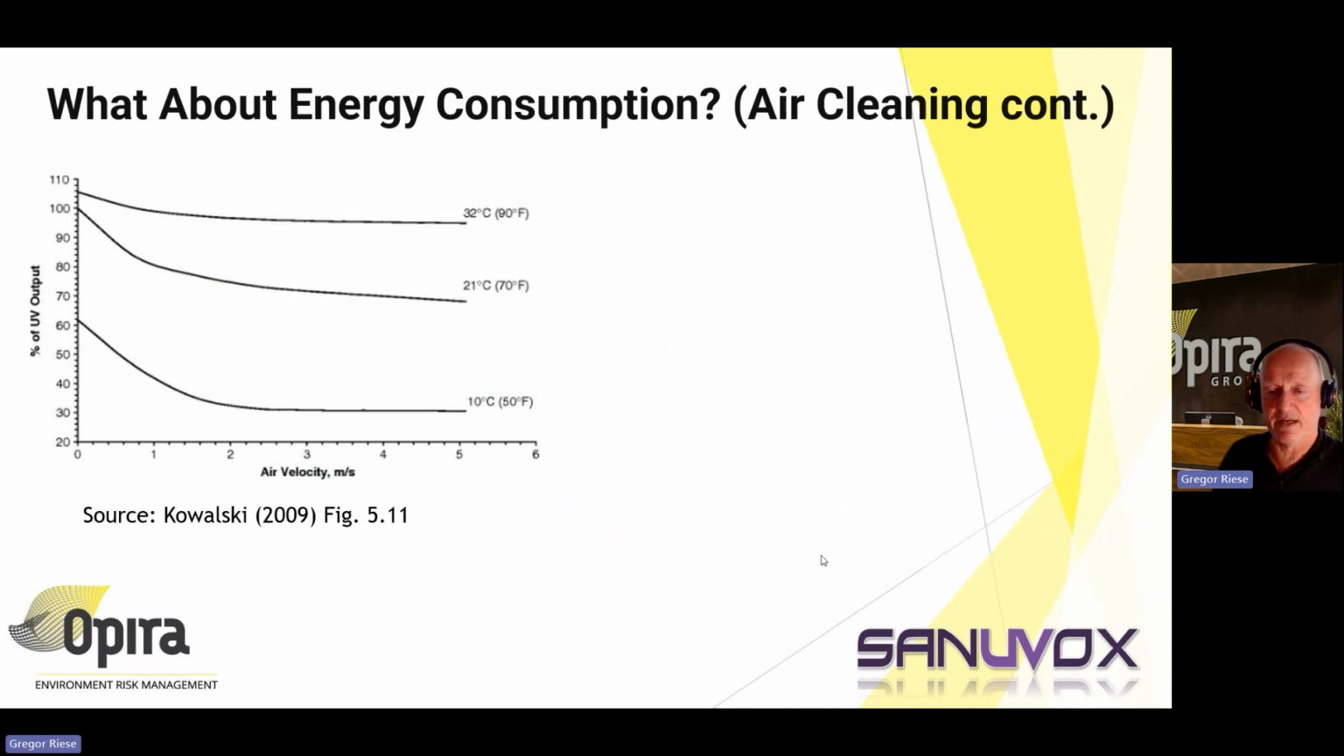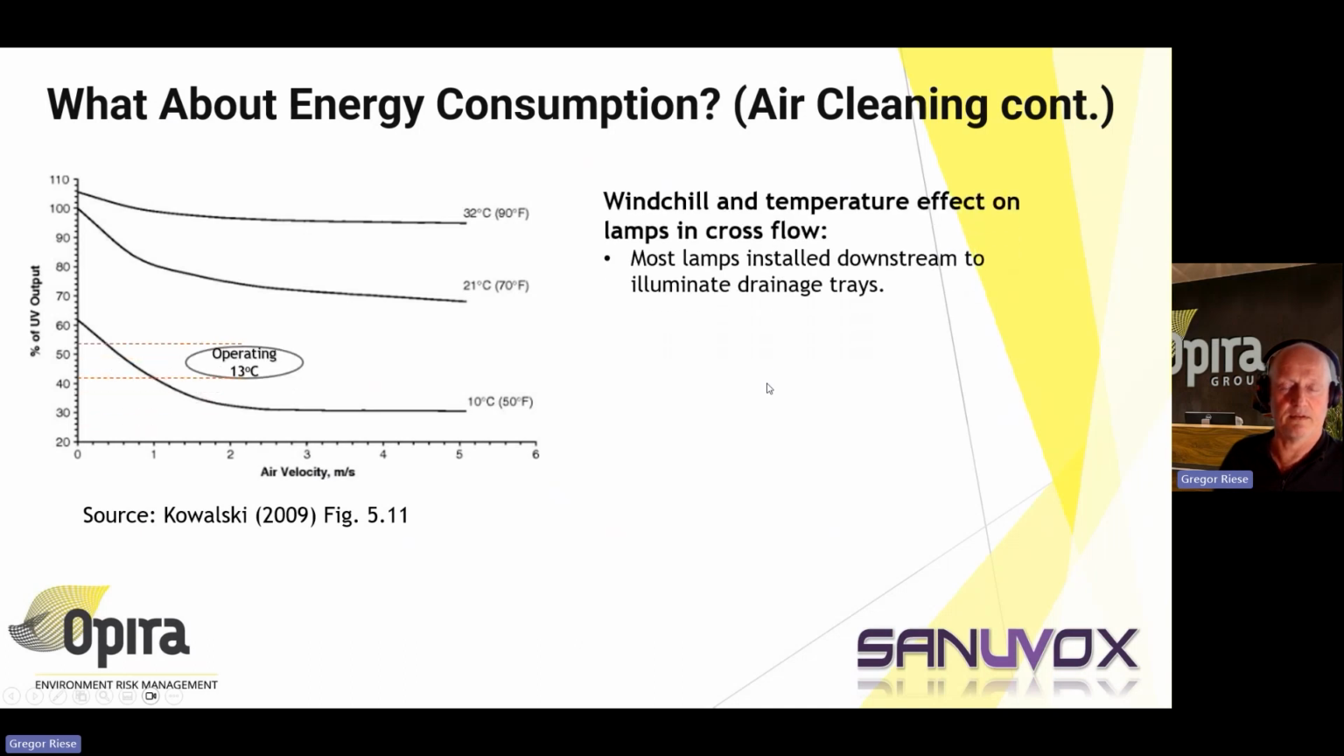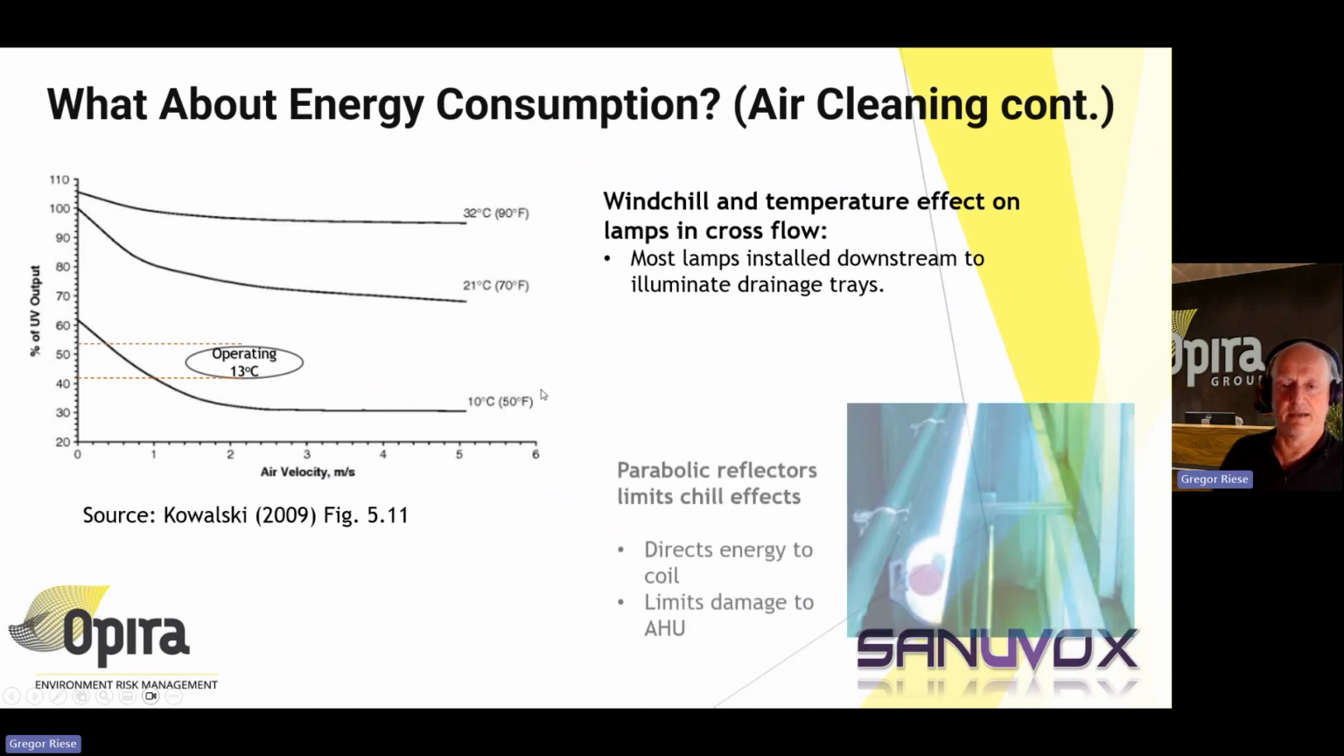One of the things to recognise, and this is quite important, is that there's a cooling effect on lamps sitting in front of the coil. So if you've got a chiller or air handler operating at 13 degrees centigrade, maybe at 2 meters a second, you will get a wind chill of approximately 50% for an unprotected bulb. So that means that UV lamp is putting out 50% of what it would at a warmer temperature, sitting in front of the coil.